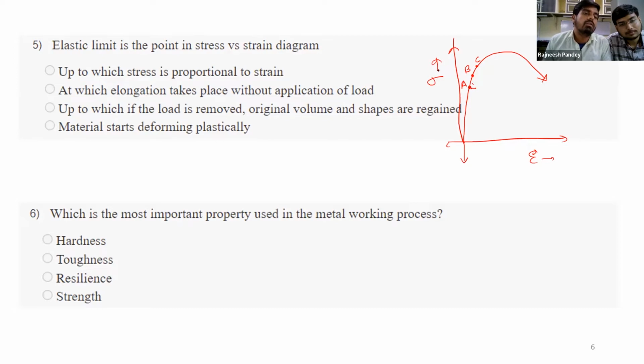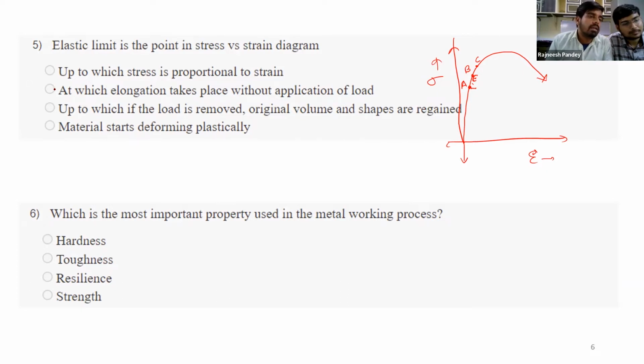So that's why the first option is not correct. B is elastic limit, and elastic limit is defined as the limit up to which, if a material is loaded and the load is removed, the material regains its shape and volume. So basically the correct definition among the options will be: up to which, when the load is removed, the original volume and shape are regained.